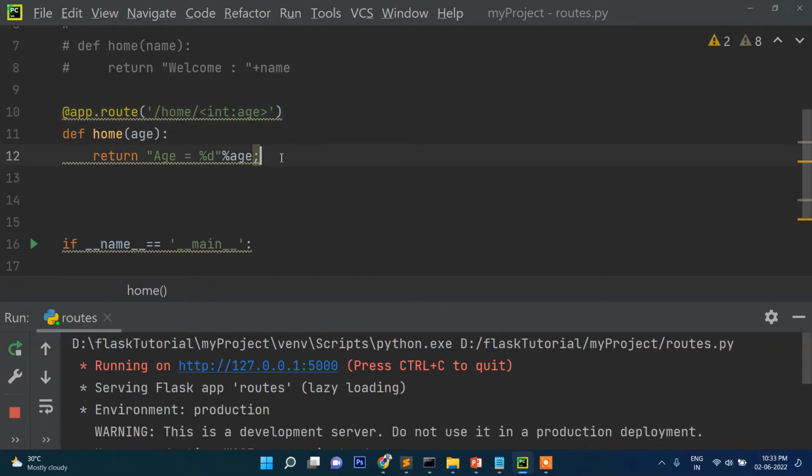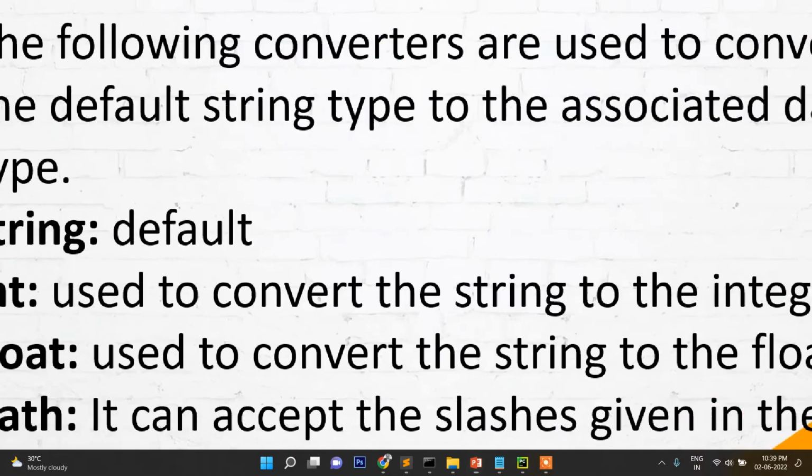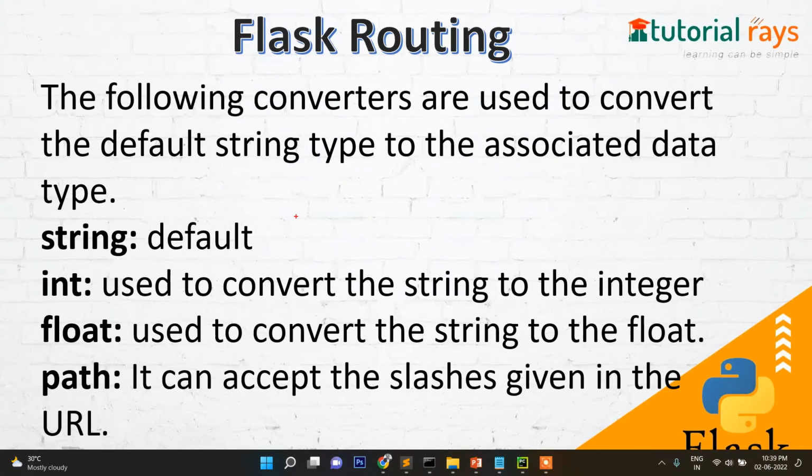That is why. So in the URL parameter there are the following data types you can pass: string, which is the default; integer, which I have just shown you; float for floating numbers, for example money or 44.35, so a point value; and path, which can accept the slashes given in the URL. So these are the 4 data types which you can pass into the variable.